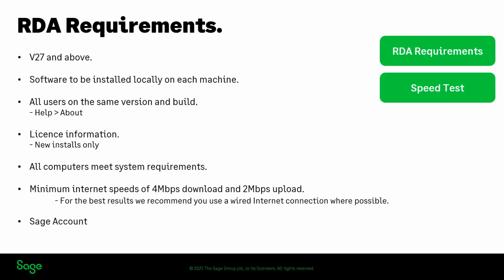All computers must meet system requirements. And you do require a minimum internet speed of, let's try and get this out without tripping up, 4 Mbps download and 2 Mbps upload. For the best results, we do recommend that you are using a wired connection where possible. Obviously, that isn't always the case, but if it is, for a more stable connection, then that's what we do recommend. And lastly, you do also need a Sage account as well.